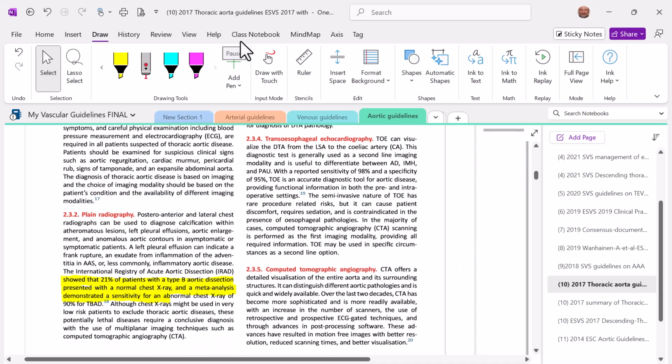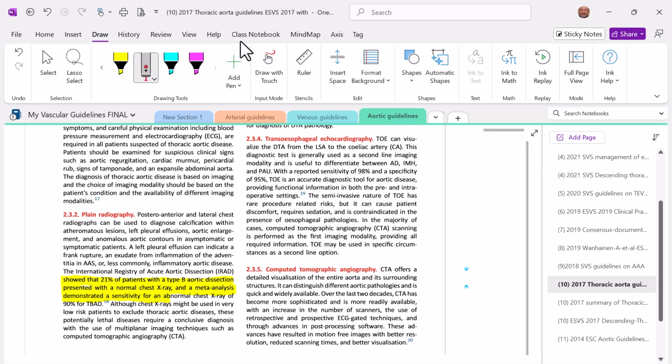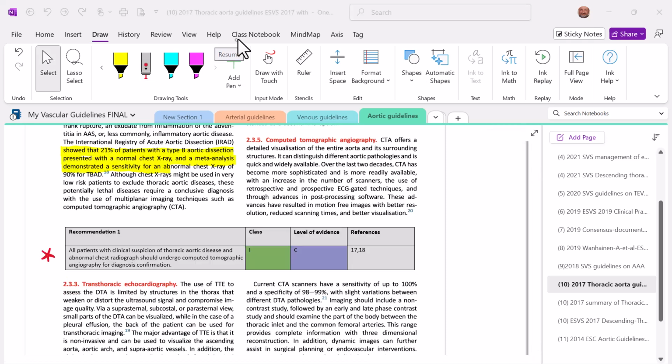Why is this important? Because there is a big registry of acute aortic dissection called IRAD, the International Registry of Acute Aortic Dissection, and the IRAD showed that 21% of type B dissection presented with a normal X-ray. So the chest X-ray is normal. And this is very important because sometimes we bring in the exam a case of aortic dissection and we give you a chest X-ray which is normal. So this is important information for you to know.